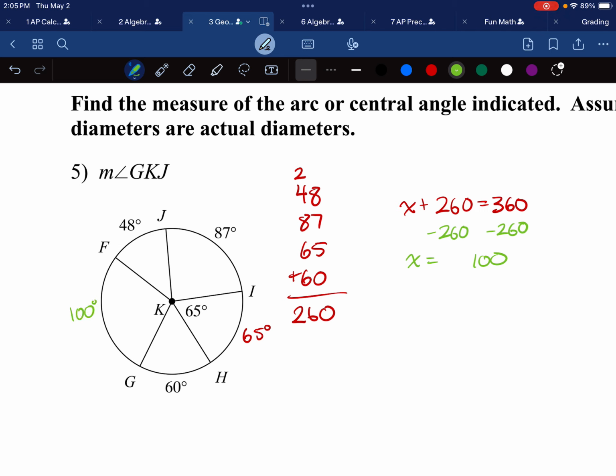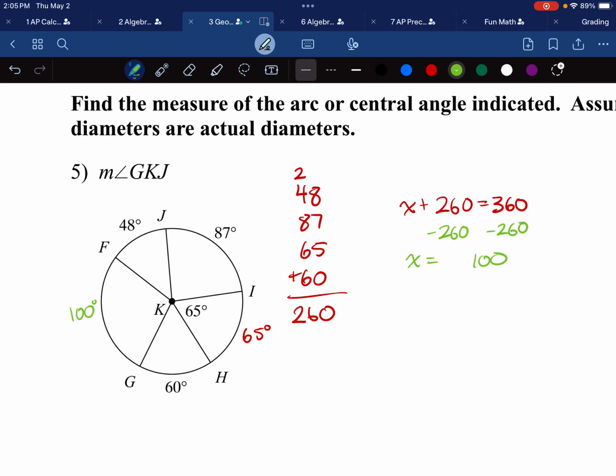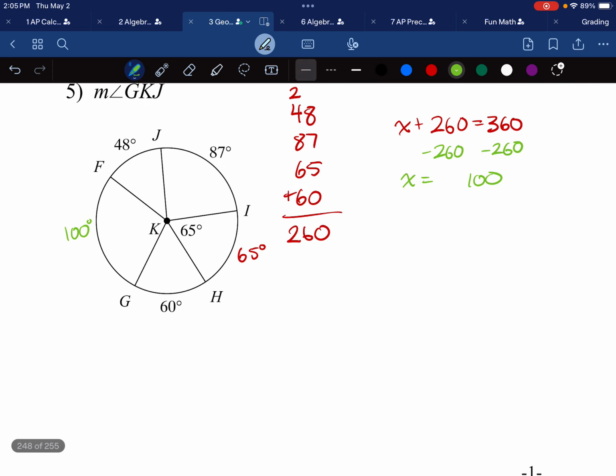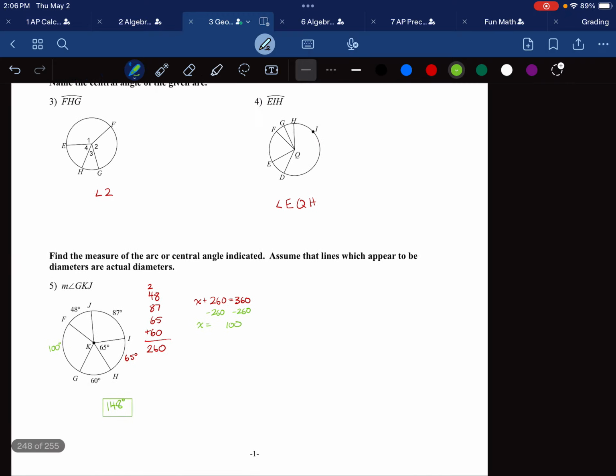So we know that this angle right here is 100 for that arc measure, which is the same thing as the central angle. That's also 100. So what I'm really talking about for GKJ is these two angles, 48 plus 100 added together, and that's 148 for number 5. So I'm going to come down here and say 148 degrees. Number 6 is on the next page.